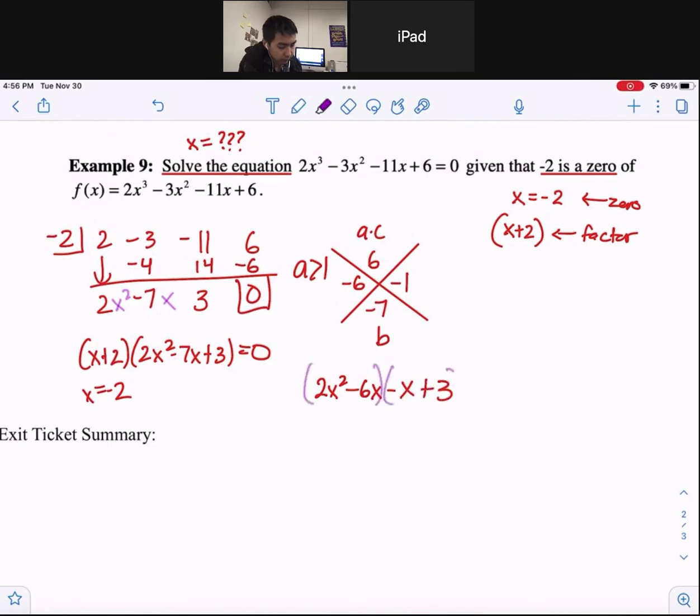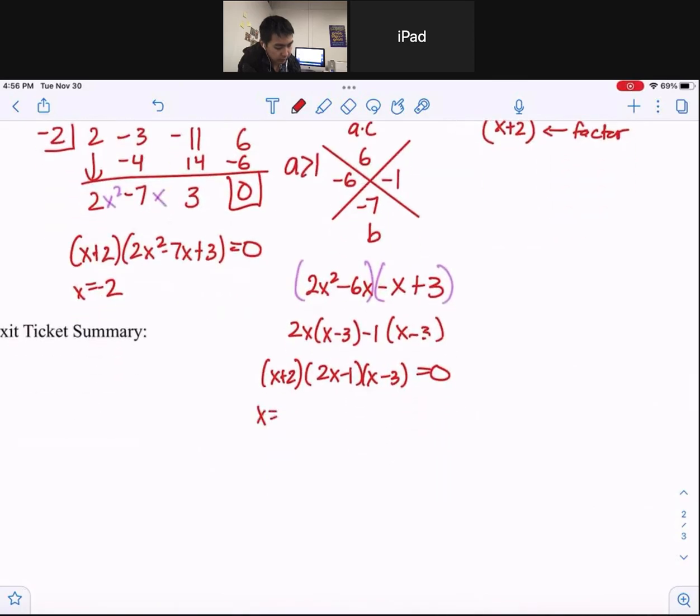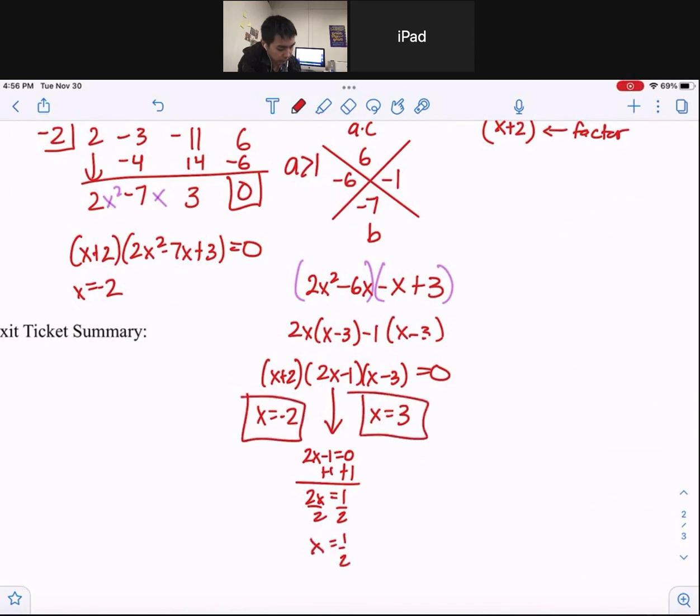Group, factor out a 2x from both to get x minus 3, factor out a -1 from both to get x minus 3. And we get 2x minus 1 times x minus 3, and don't forget the x plus 2 we had in the beginning. A 0 of -2, a 0 of 3. This one, because there's a 2 in the front, you should probably set this equal to 0 and solve for this manually. X is equal to 1/2. And that is how you find your factors.